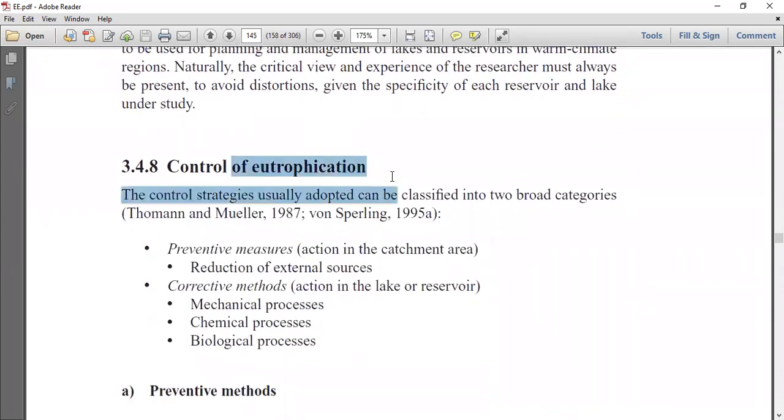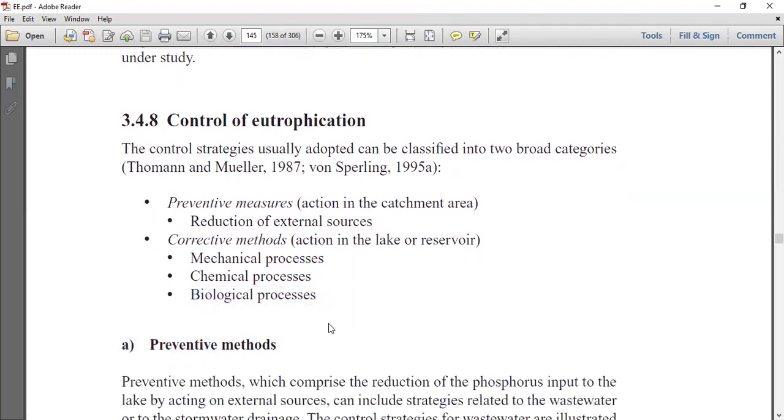So next is the control of eutrophication. That's how to control the eutrophication process in the lake or the reservoir, minimizing human interference and the silting issue. Preventive measures: reduction of external sources, and the corrective methods: the mechanical process, chemical process, and the biological process.